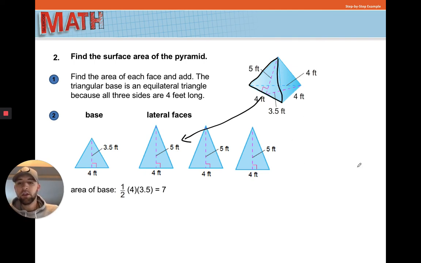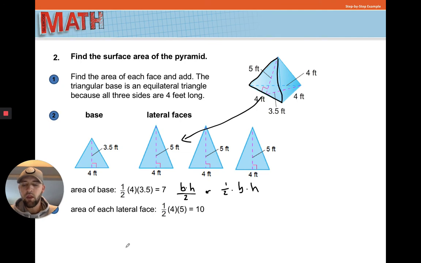All right. So they're going to find the area of the base by doing base times height divided by 2, or 1/2 times base times height. When they find the area of this base, they will get 7. And then they're going to find the area of the lateral faces over here, which is the ones on the side, by doing again base times height divided by 2, or 1/2 times base times height. When they do that, they get 10.